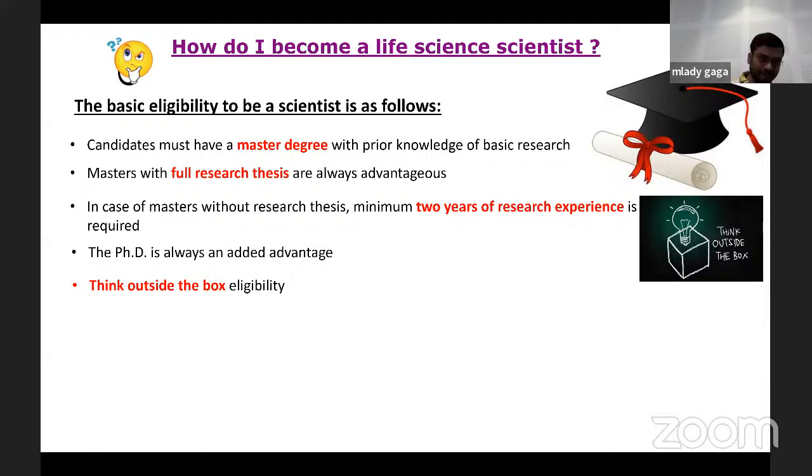What is outside the box thinking? Outside the box thinking means you should not think the similar way everyone is thinking, or try to think about a question which is already solved, but you think in a different way.